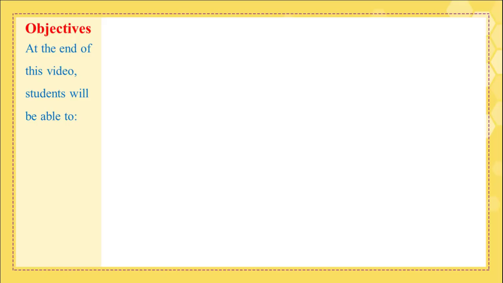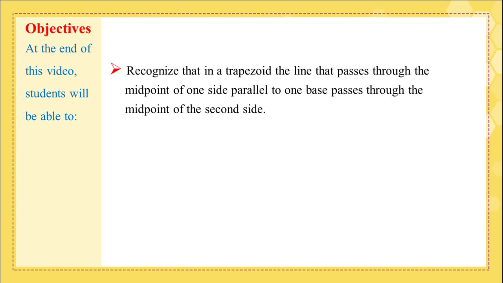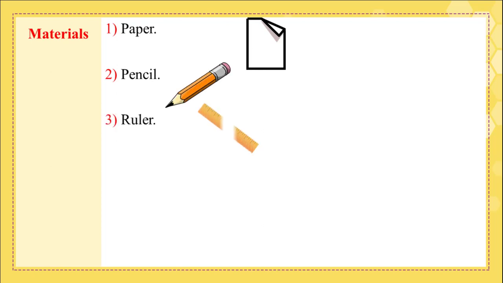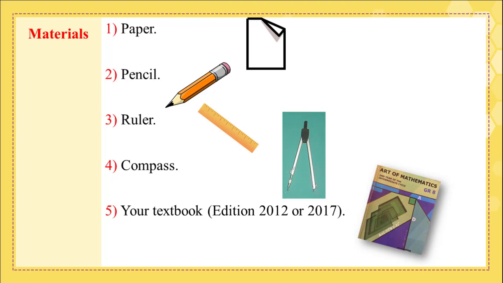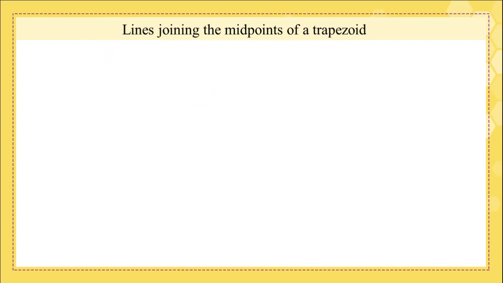At the end of this video, students will be able to recognize that in a trapezoid, the line that passes through the midpoint of one side parallel to one base passes through the midpoint of the second side. Materials: paper, pencil, ruler, compass, your textbook edition 2012 or 2017. Lines joining the midpoints of a trapezoid. Midline theorem in a trapezoid.